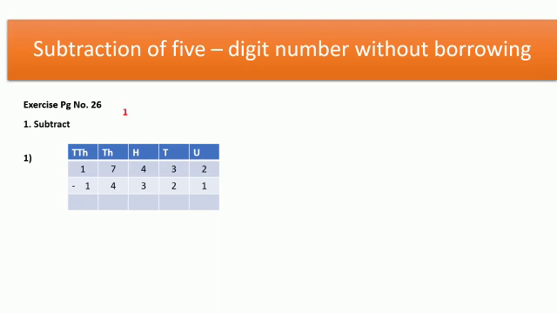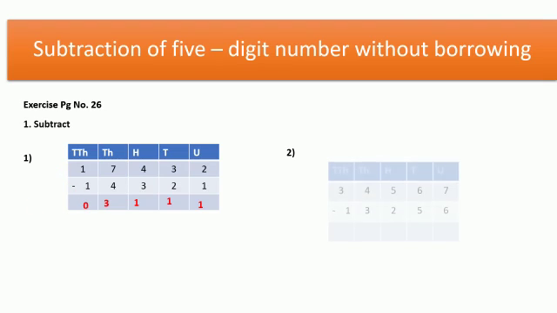Units place 2 minus 1, answer is 1. Tens place 3 minus 2, answer is again 1. Hundreds place 4 minus 3, answer is 1. Thousands place 7 minus 4, answer is 3. And in 10,000s place 1 minus 1, answer is 0.